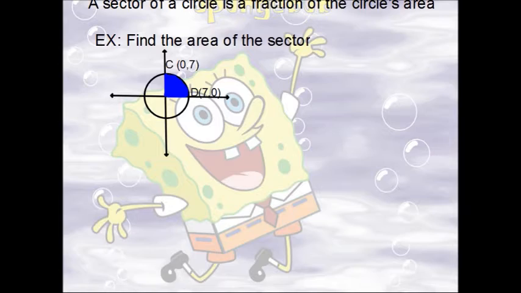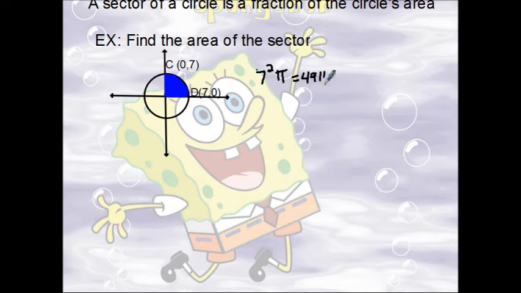Now we move into a sector of a circle. A sector of a circle is a fraction of the circle's area. So for our example, we're going to find the area of the sector. Now, the area of the total circle is going to be radius squared times pi. So 7 squared pi is going to be our area, which is 49 pi.